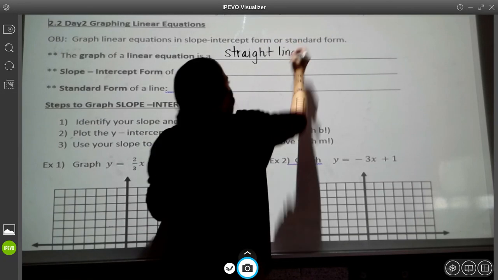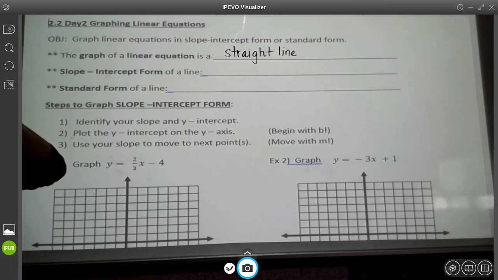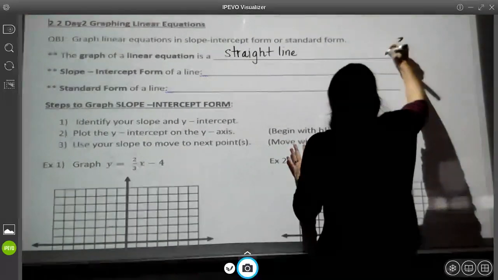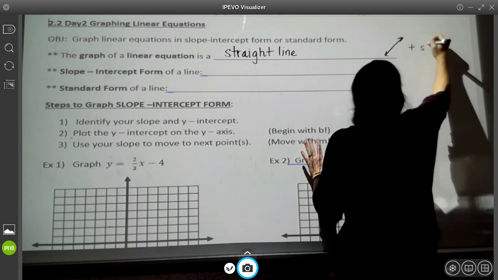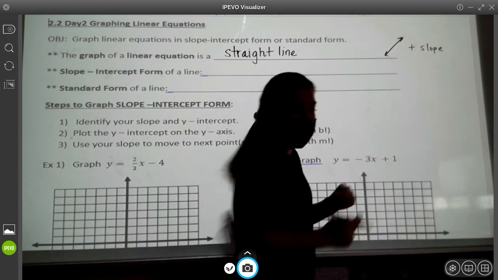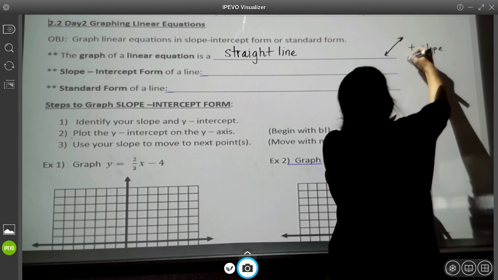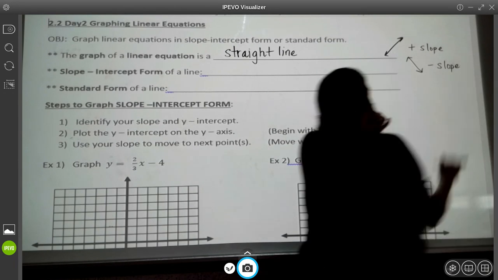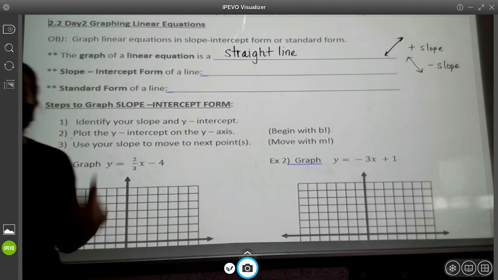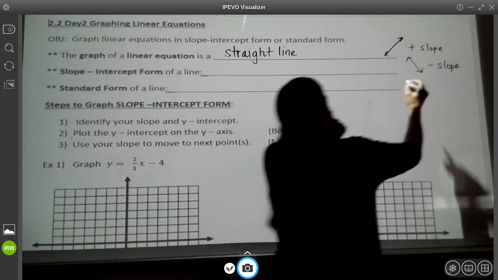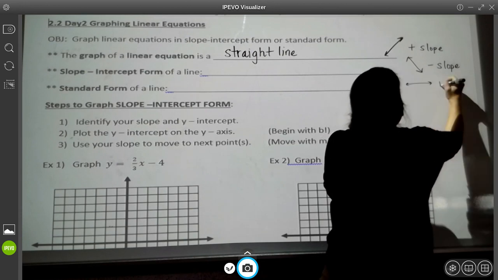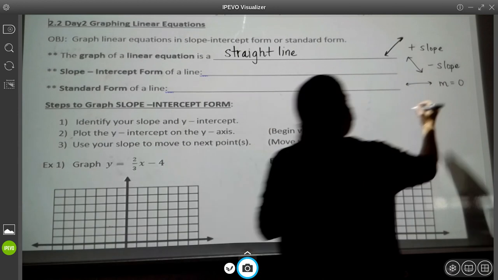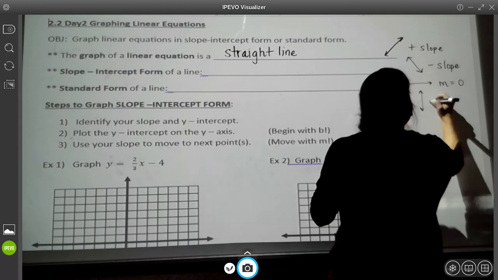All right, I want you guys to remember that a straight line can do four things. It can slant to the right if the slope is positive. It will slant to the left if the slope is negative. And then we have two kinds of, I call them our special straight lines. We have our horizontal lines when the slope is 0. And then we have our vertical lines when the slope is undefined.